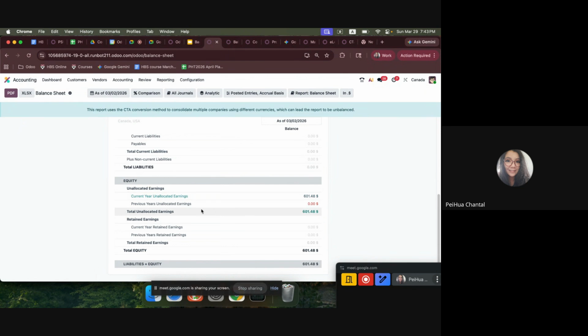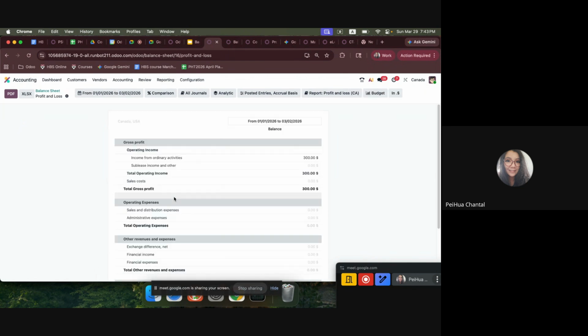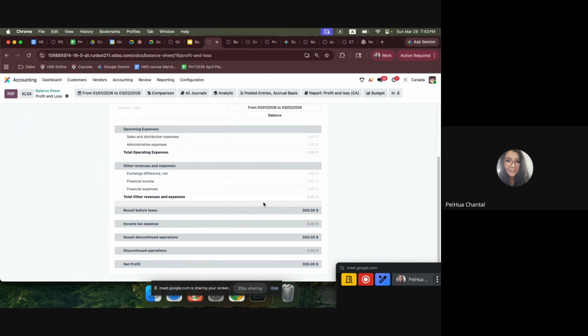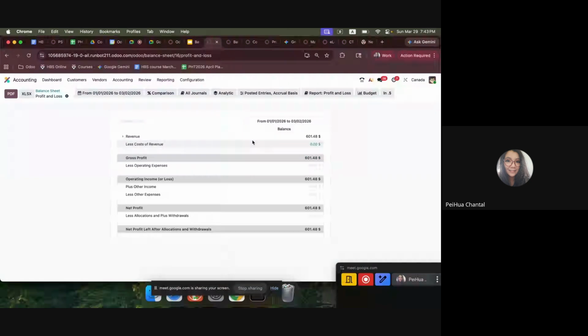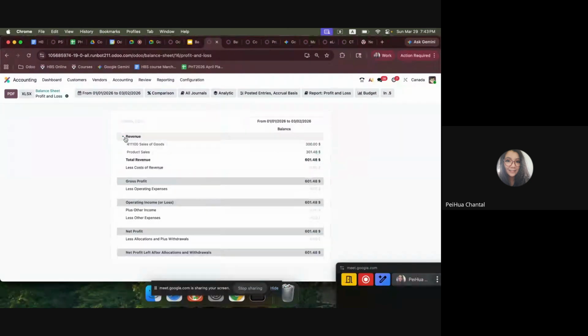On the other hand, my current year earnings, this is not the right report, will always pull, because of the balance sheet nature of it, the range from the fiscal year. So then it becomes 345.